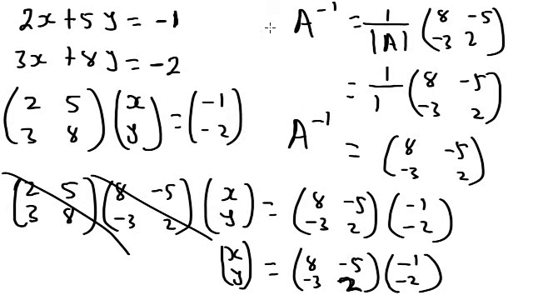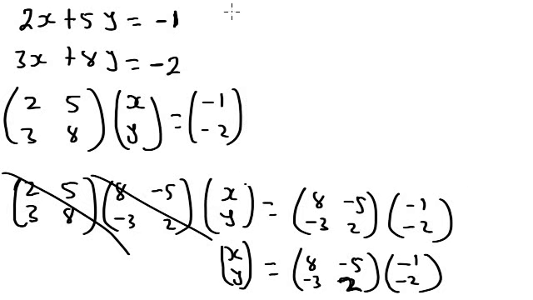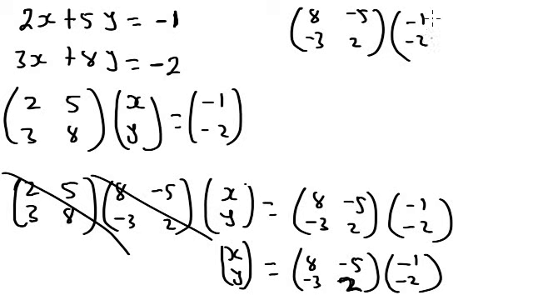So the next goal is to focus on the right hand side. Let's multiply those two matrices. 8, -5, -3, and 2 times -1, -2. To multiply two matrices, just multiply the row by the column and add them up. So that will be 8 times -1 plus -5 times -2.